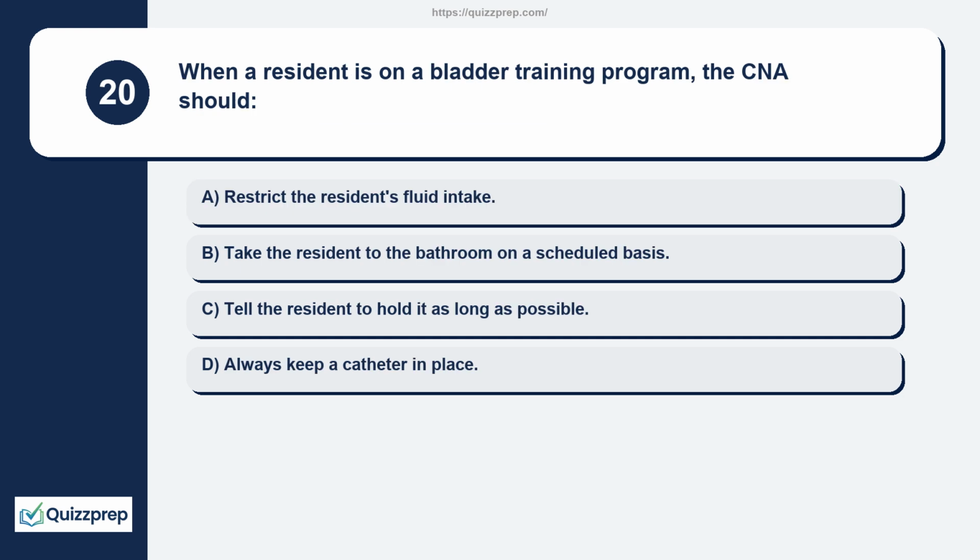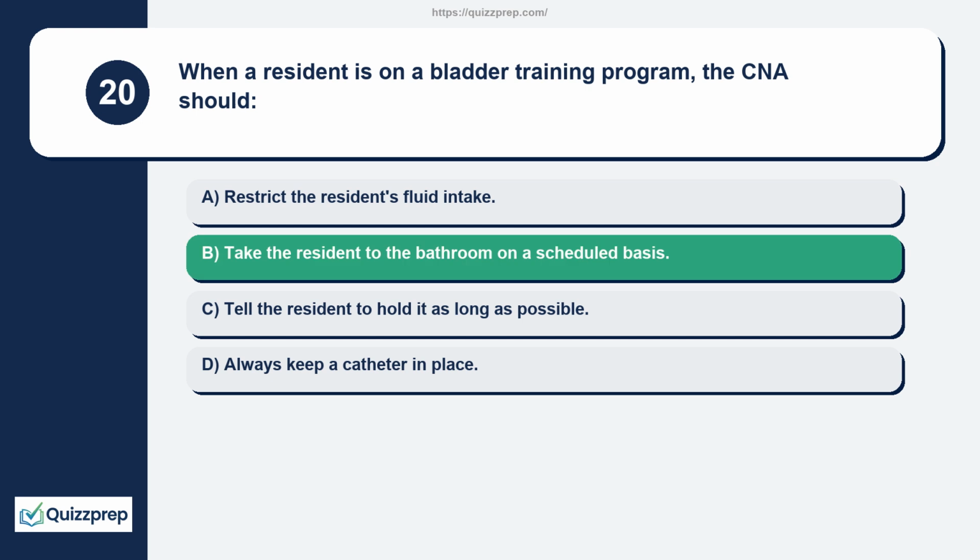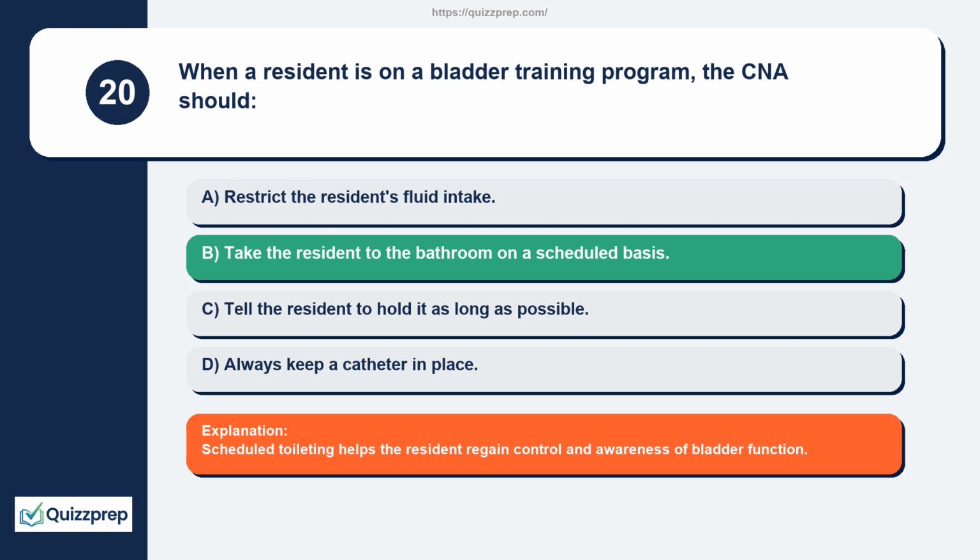Question 20. When a resident is on a bladder training program, the CNA should restrict the resident's fluid intake. Take the resident to the bathroom on a scheduled basis. Tell the resident to hold it as long as possible. Always keep a catheter in place. Scheduled toileting helps the resident regain control and awareness of bladder function.